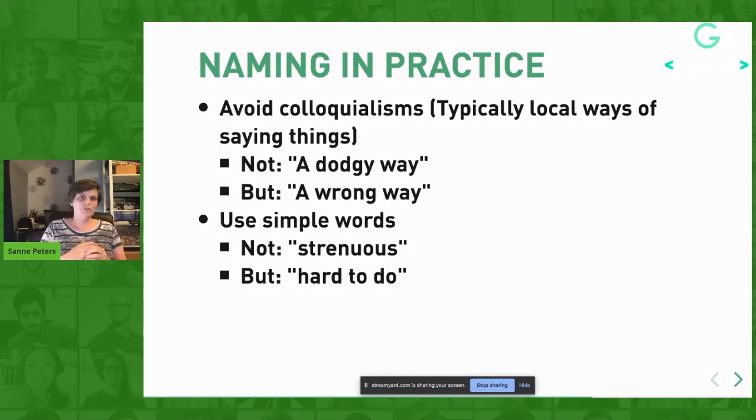And also use simple words, because not everyone's level of English is that good. So I've seen a comment in the past that used the word strenuous, and I realized that I could understand it, but I knew that two other people really couldn't understand strenuous and had no idea what it's about. And it basically means physically hard to do. But in other words, you could have just written down hard to do.